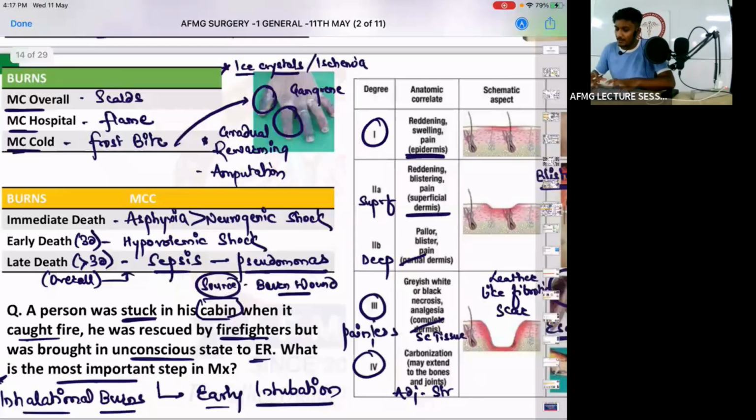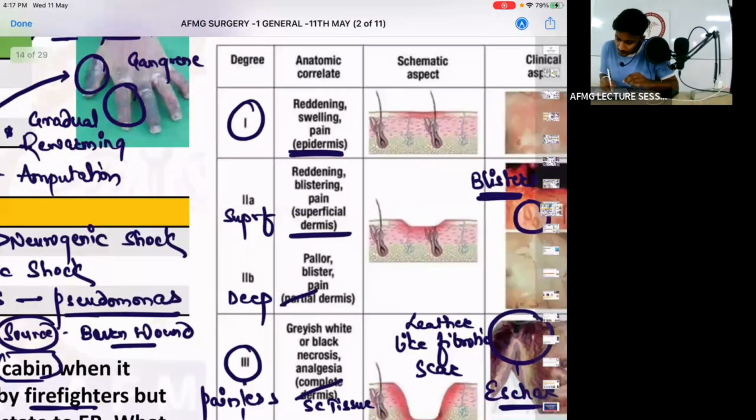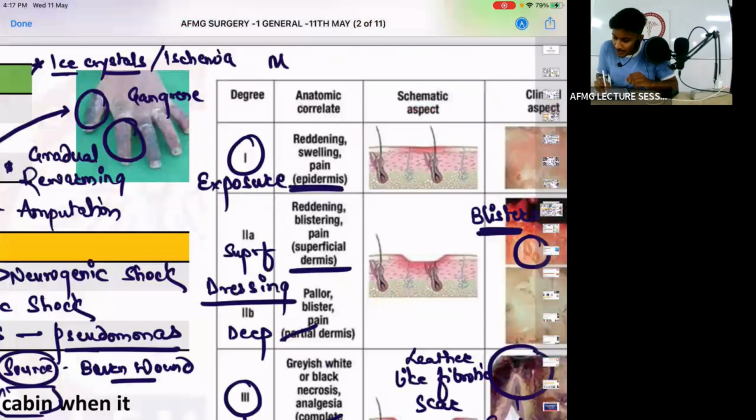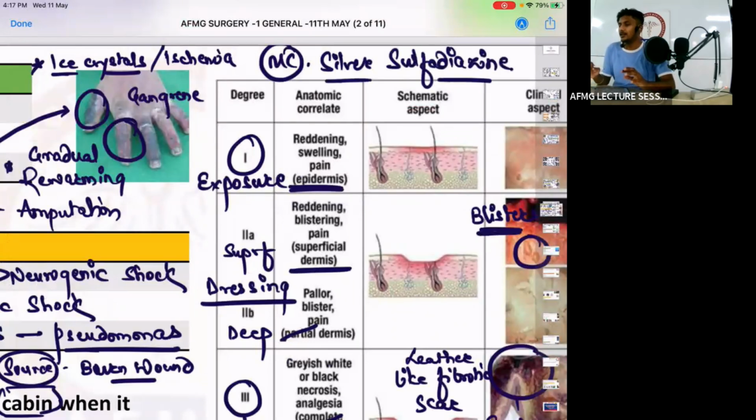Next, if I talk about management in a patient of burns, what should be done? First tell me quickly about the burns patient. For grade 1 we will do exposure. For grade 2, dressing. And the most common agent used for dressing is 1% silver sulfadiazine.